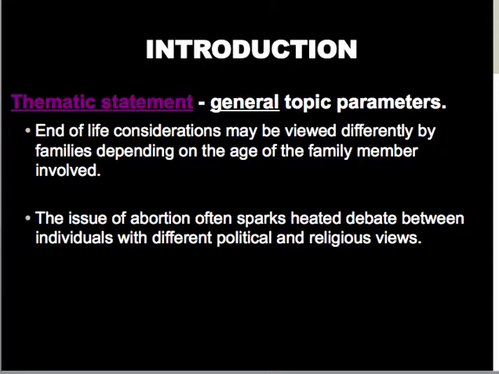A thematic statement can be one or two sentences, and it identifies the general topic parameters. You see two thematic statements listed on the slide.